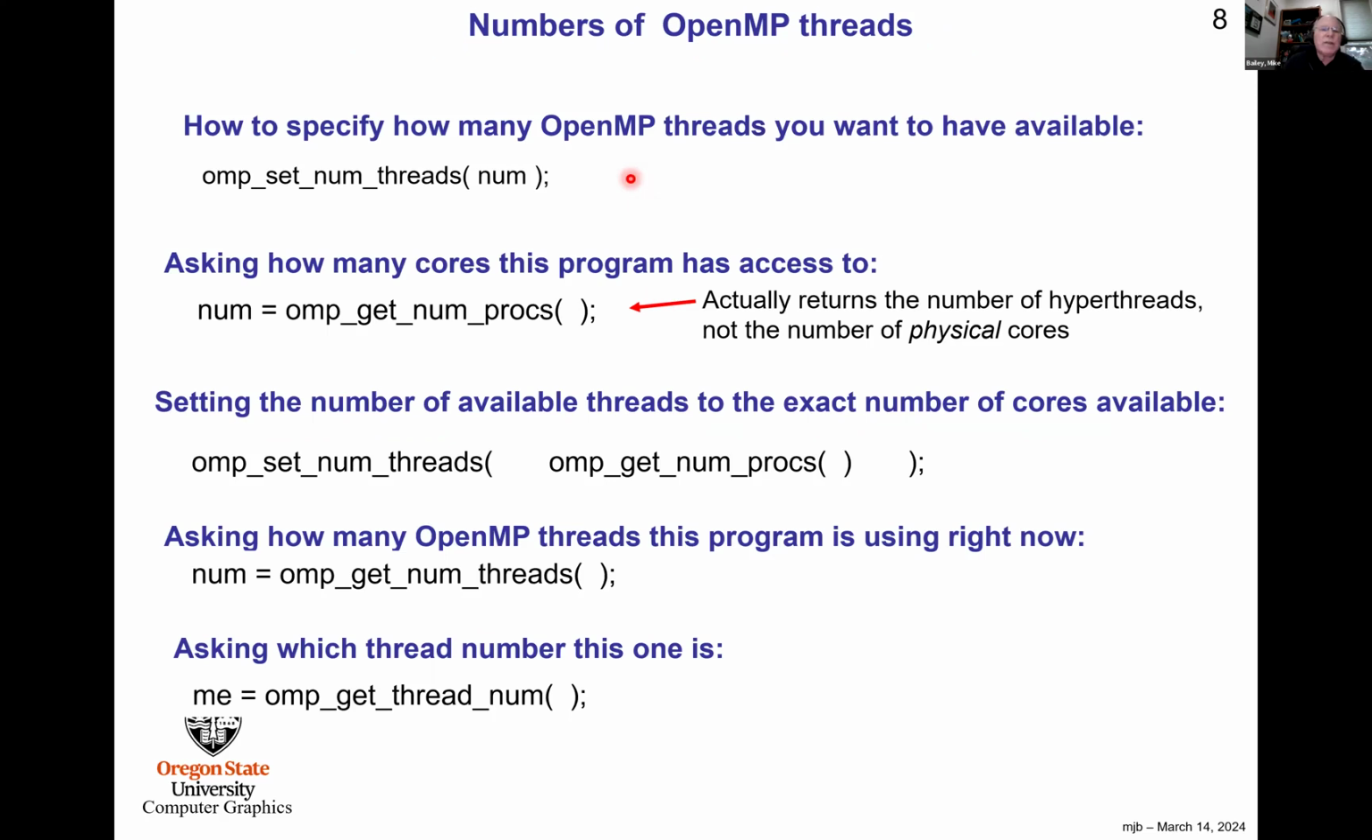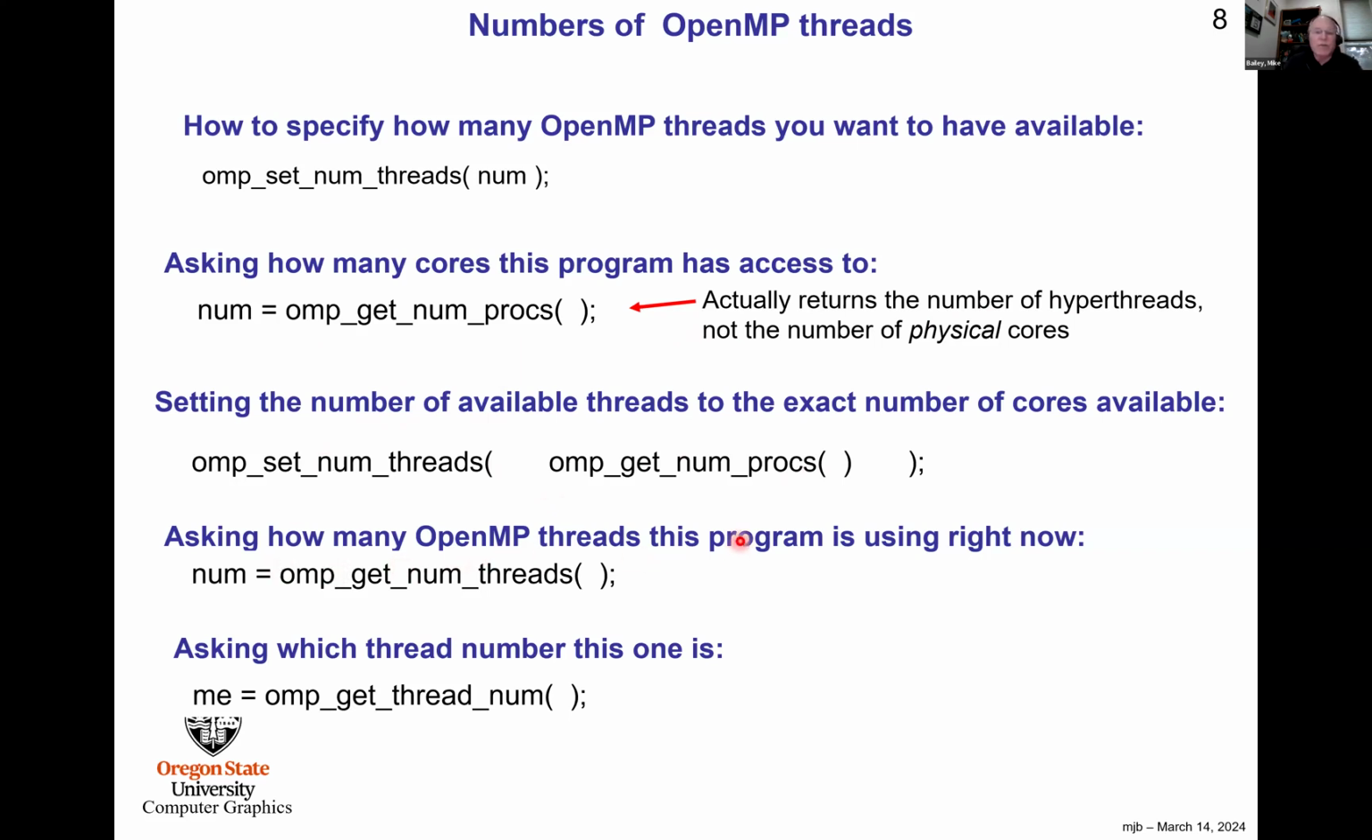Okay, here are some of the library calls. Set the number of threads: next time I ask for threads, how many should I create? 4, maybe. Get the number of processors. This is really getting the number of cores, although if you're in hyper-threading mode, and we'll talk about what that means later, it's the number of hyper-threads, not the number of physical cores. That's kind of annoying. To set the number of available threads to the number of cores, you can just ask the number of cores and set the threads to that.